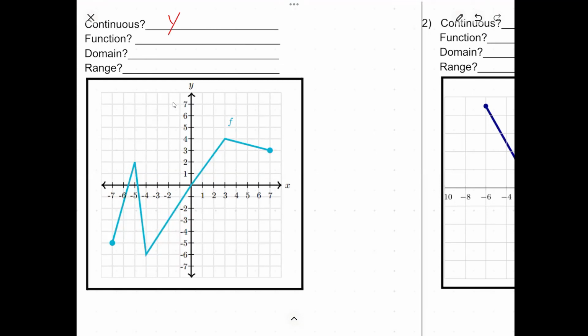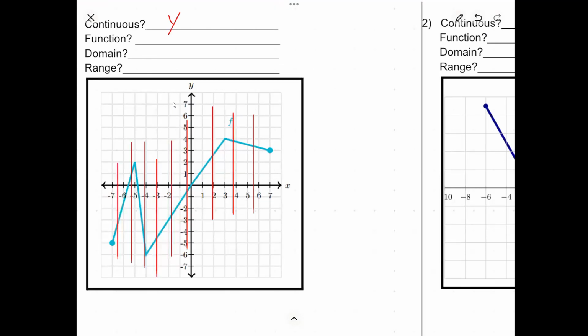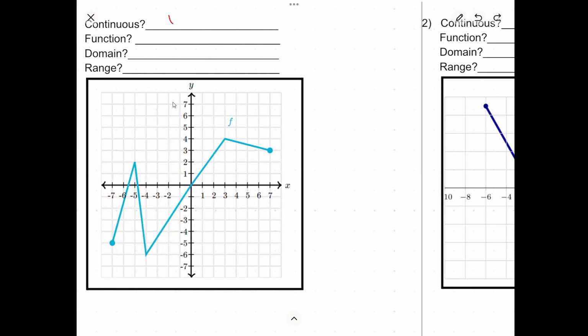Now, is it a function? Yes. How do you know? Because it passes the vertical line test. 1, 2, 3, 4, 5, 6, 7, 8, 9. I'm doing that multiple times and I don't hit the graph more than once, so it is a function. So let me get rid of those. And I would say it is a function.